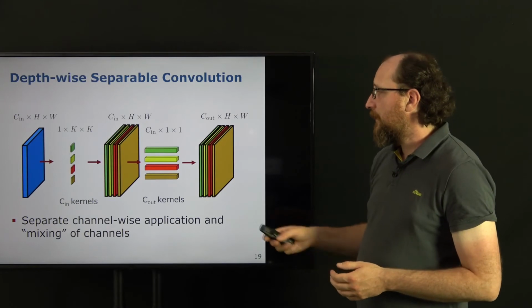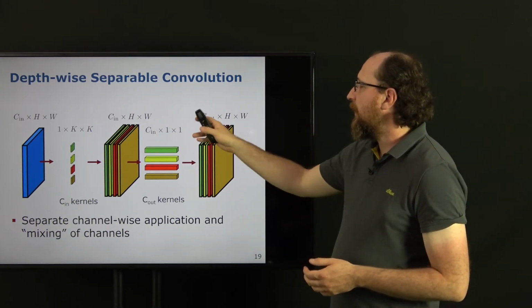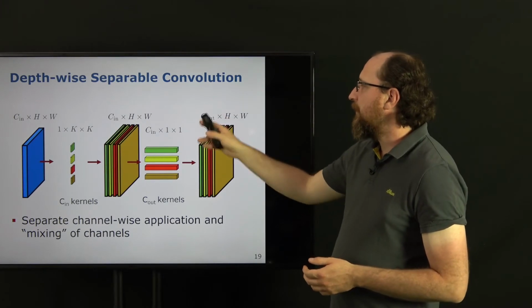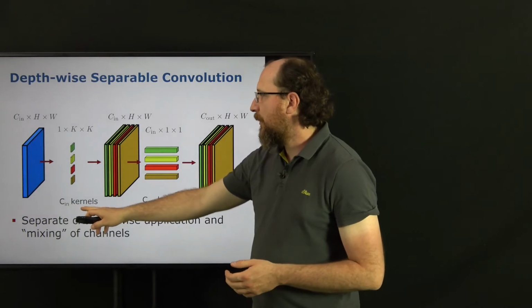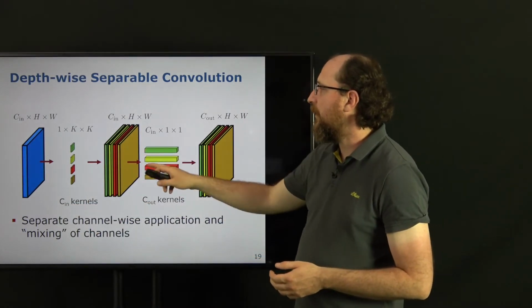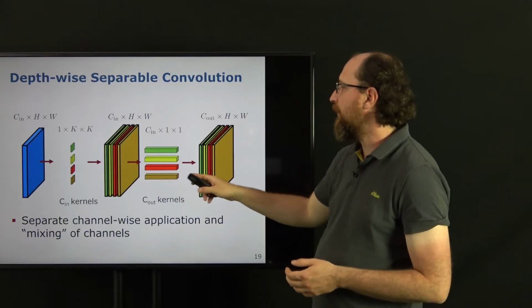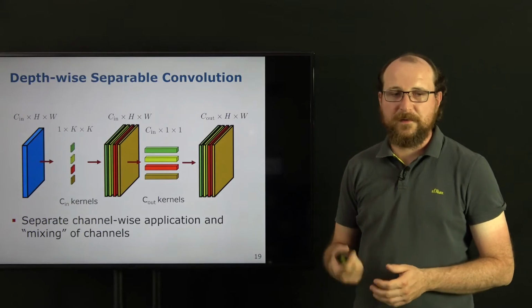And this mixing of the channels then gives us the desired number of output channels. So here we have C-in number of kernels that we apply, and here we have C-out number of kernels that we apply on these feature maps by one-by-one convolutions to get the desired output number of channels, like in the normal convolution.